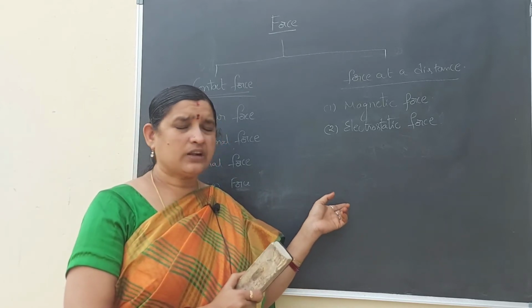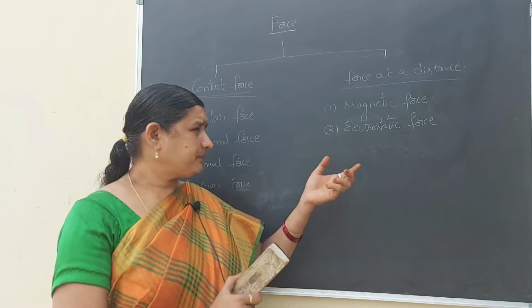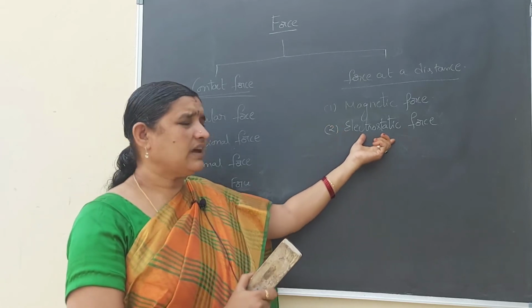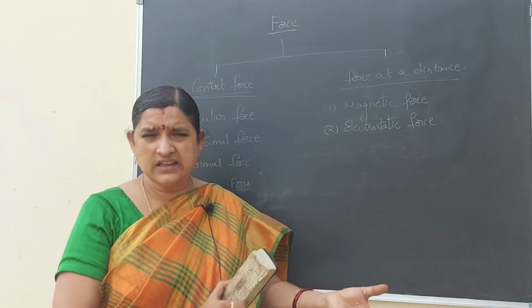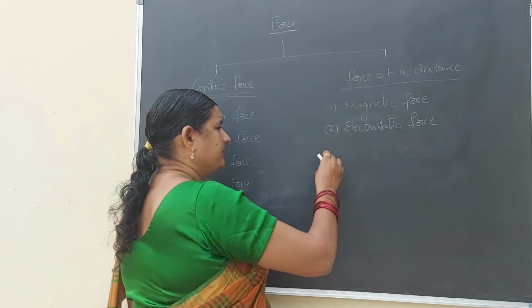This is called electrostatic force. Here, due to friction, charge is acquired by the balloon. So that is electrostatic force. Without having physical contact, the rubbed balloon attracts the small pieces of paper.